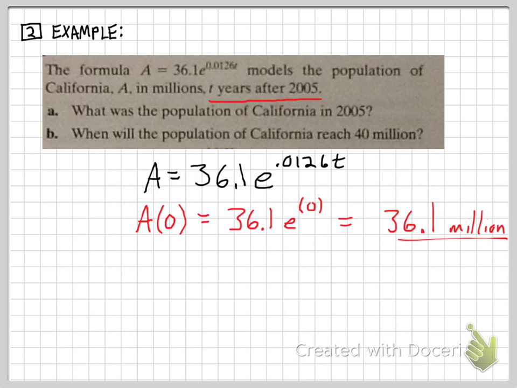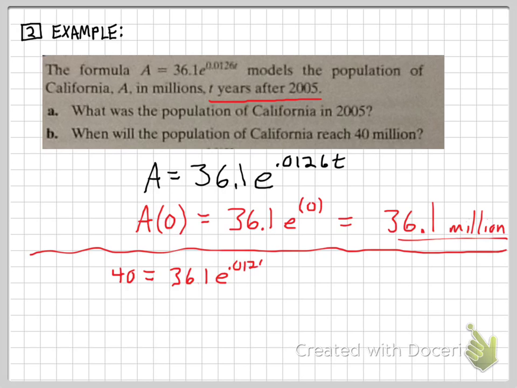Okay, second half of this question is when will the population, according to this model, reach 40? So now 40 is kind of the answer to this question, and I want to solve for t. Right? So I've got to take the 36.1 e to the 0.0126 t and solve. And this right away looks a lot like our last problem where I have a variable that's in an exponent and I have to solve. I'm going to use logarithms again, but remember isolating first is important.